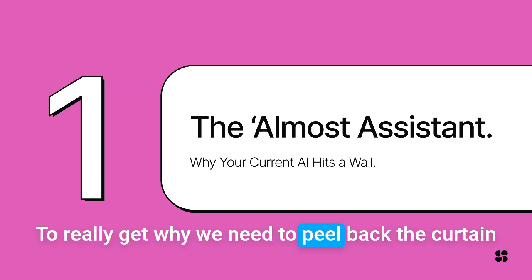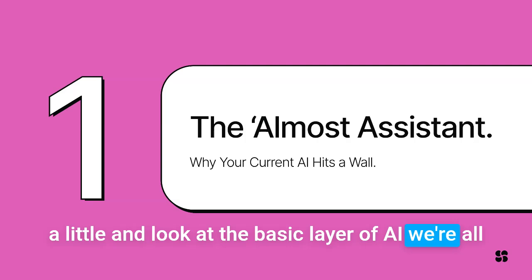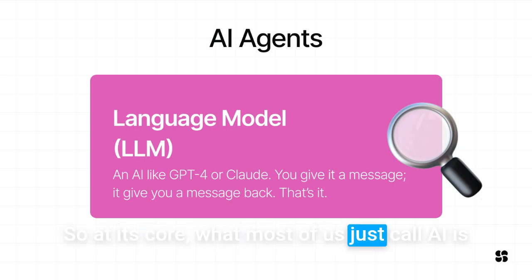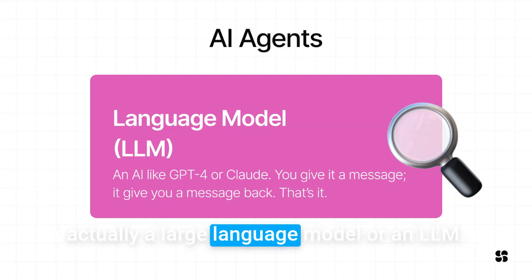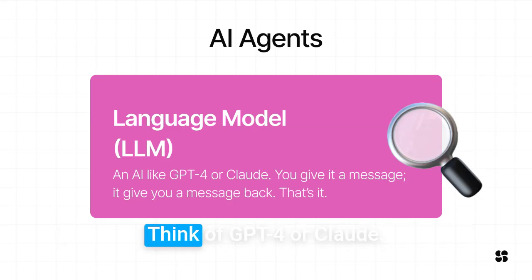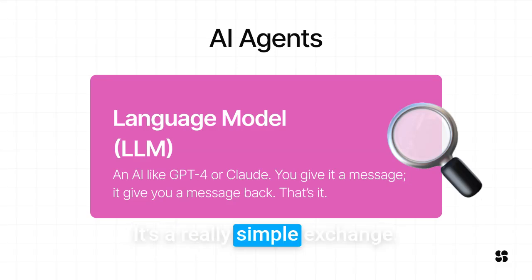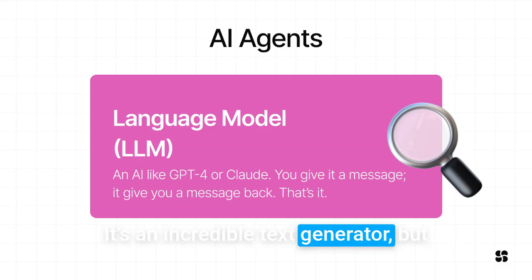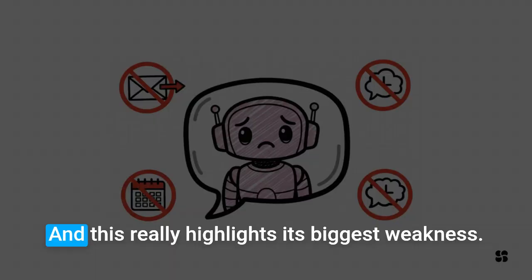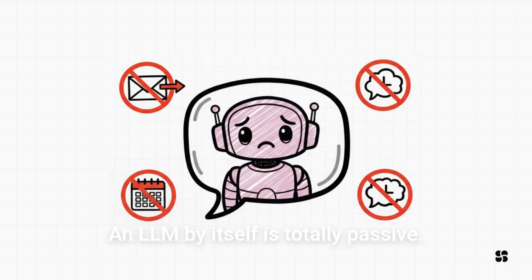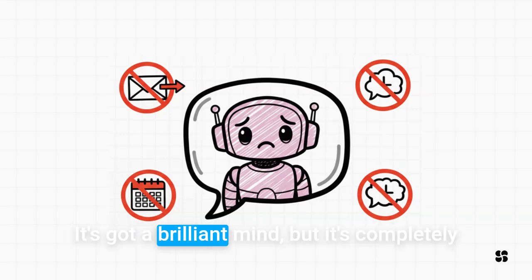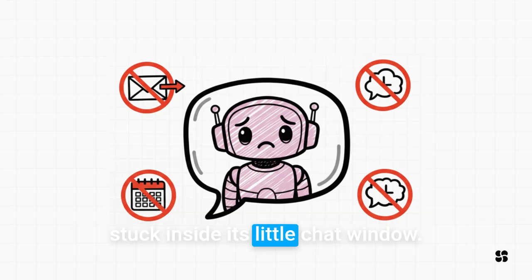To really get why, we need to peel back the curtain a little and look at the basic layer of AI we're all used to, and see exactly where it runs out of road. So at its core, what most of us just call AI is actually a large language model, or an LLM. Think of GPT-4 or Claude. It's a really simple exchange. You give it a prompt, it gives you back some text. It's an incredible text generator, but that's where its job begins and ends. And this really highlights its biggest weakness. An LLM by itself is totally passive. It can't click send on your email, it can't peek at your calendar, and it won't remember this conversation next week. It's got a brilliant mind, but it's completely stuck inside its little chat window.